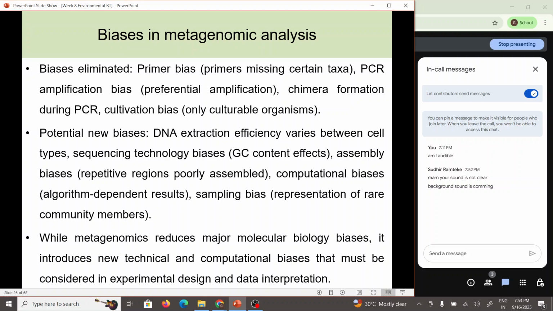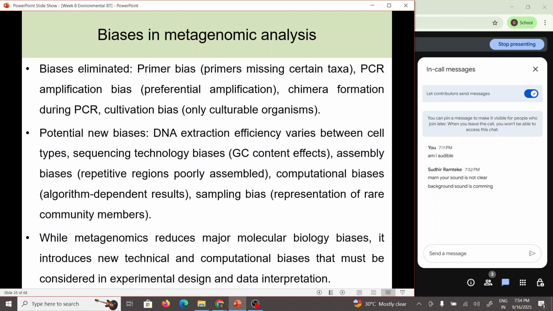By use of the metagenomic analysis, the biases that we are able to eliminate are the primer bias, PCR amplification bias, chimera formation bias, and the cultivation bias. But no process is going to be ideal. There is going to be continuous research and development.